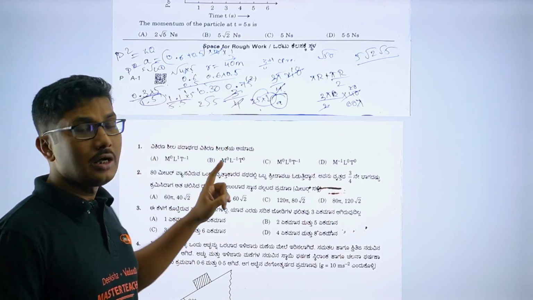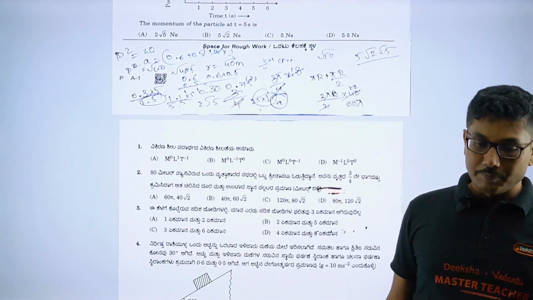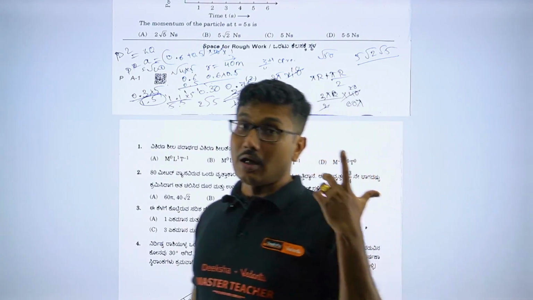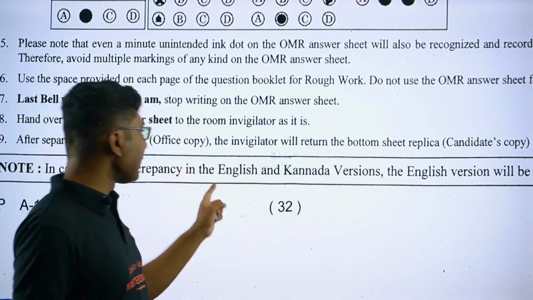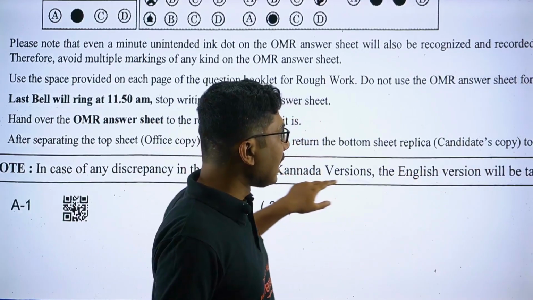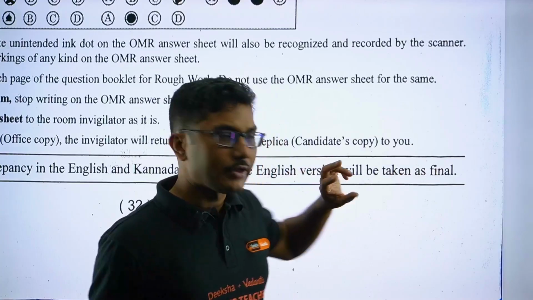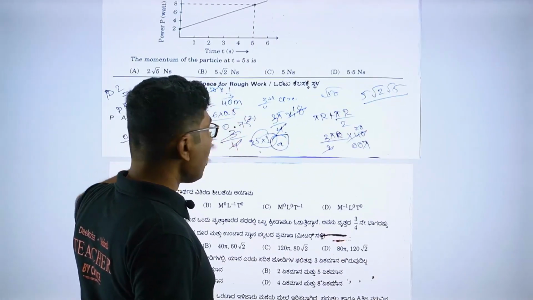It is mentioned in the comment as well that in case of any discrepancy between the English and Kannada versions, the English version will be taken as final. So if there is some confusion between the English and Kannada versions, then the English version will be taken as final. So you have to check the English version only.